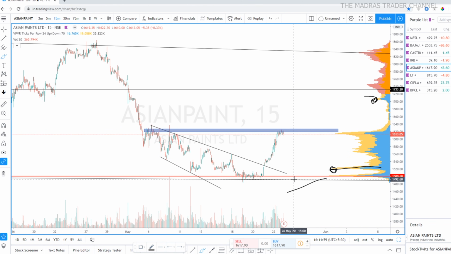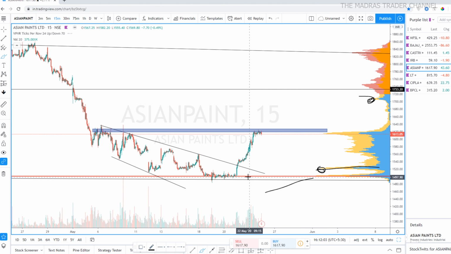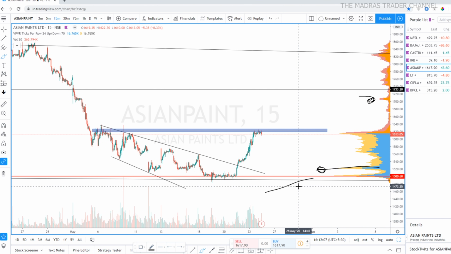This is kind of a channel pattern, and I have drawn at the bottom and the top. If you notice, this is a point of control. What is point of control? Point of control is where the highest trading activity has happened. So when the price is moving away from highest trading activity, what does it mean? It is supposed to go up or down, right?